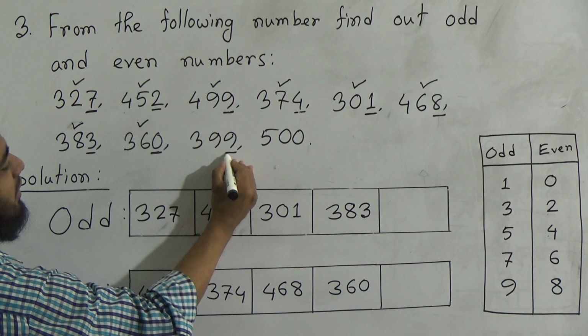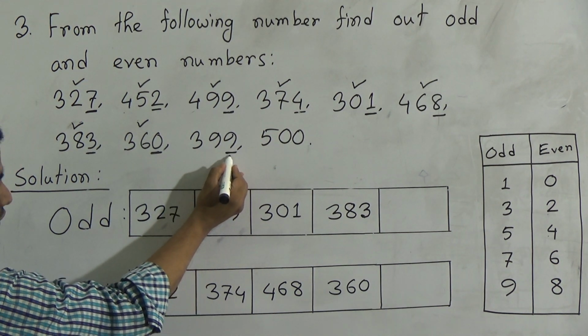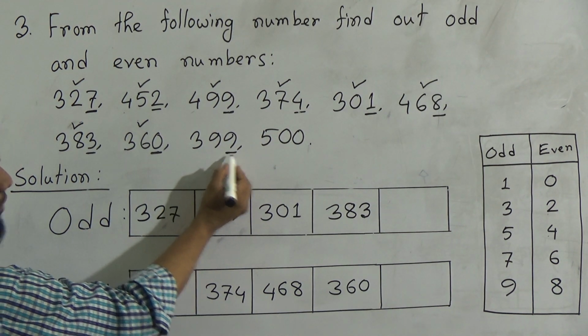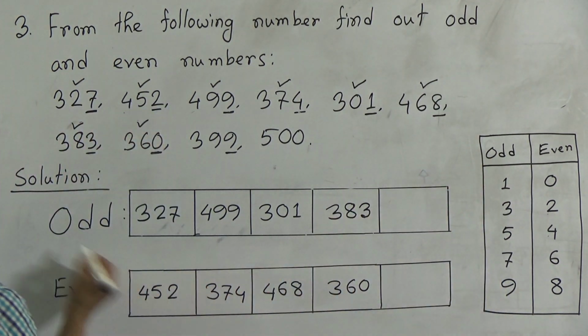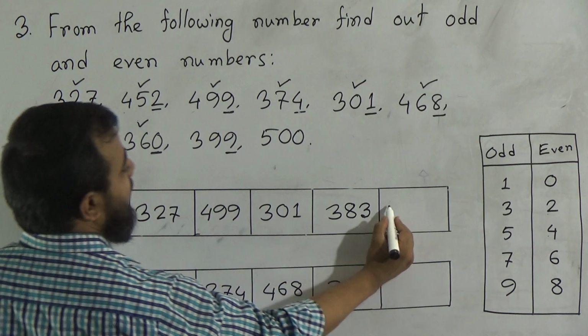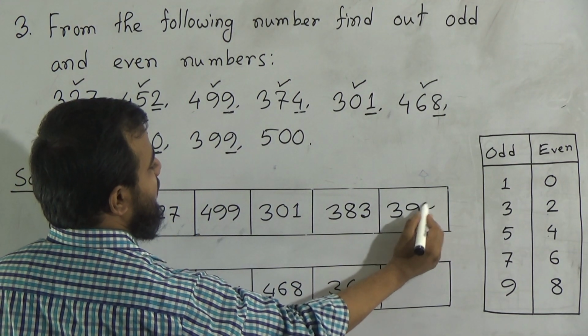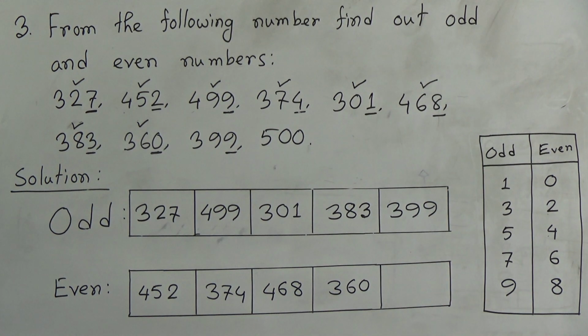Again we find 9 in the ones position, and when we find 9 in the ones position, that number will be our odd number, because 9 arises in the ones position. So we should write down here 399. In the odds row we have to write down 399.